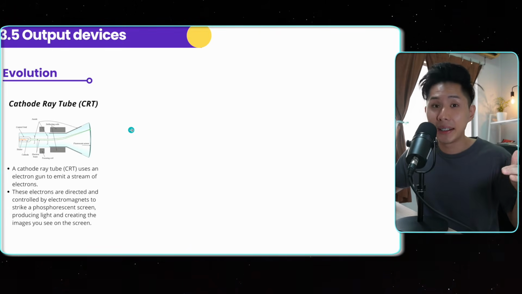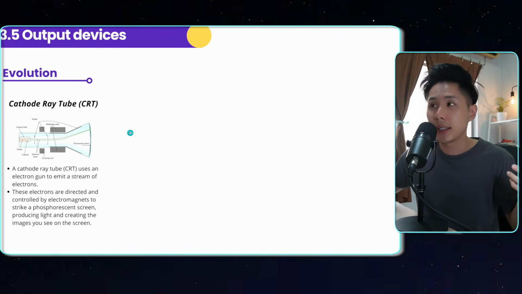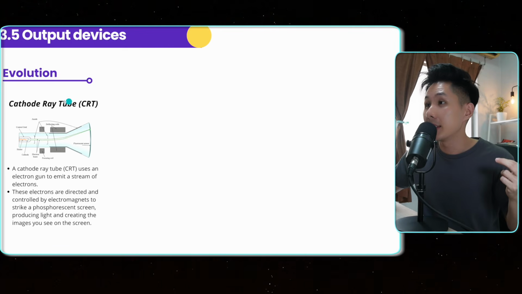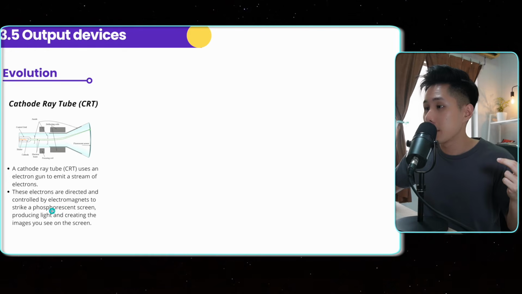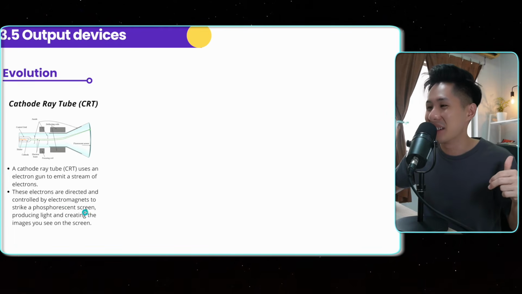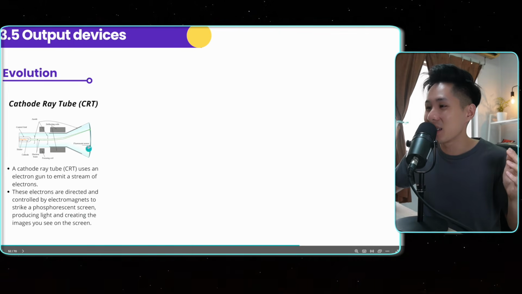So when you mix these 3 primary colors together, you get many different colors. So here's the evolution of how screens developed. First, in the beginning, they used the cathode ray tube. They use an electron gun to emit a stream of electrons. These electrons are directed and controlled by electromagnets to strike a phosphorescent layer, producing light here and creating the image you see.